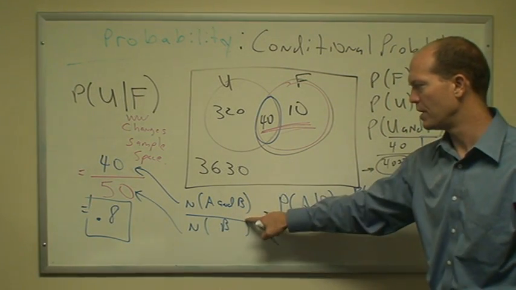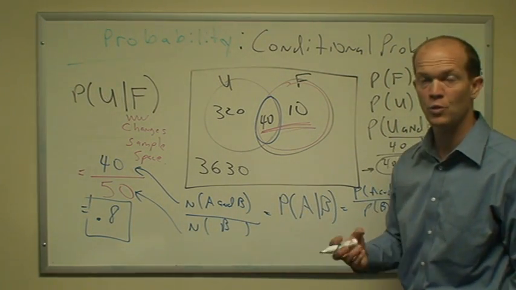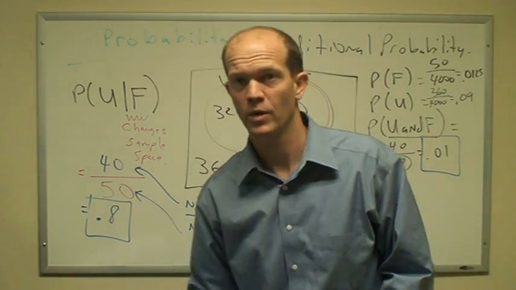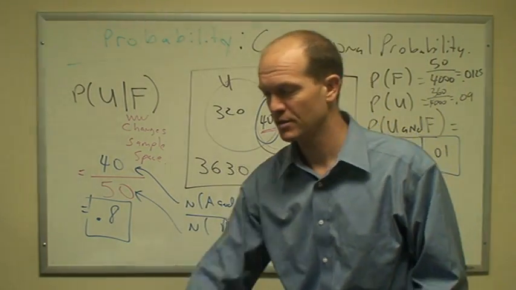Typically, either the number formula or the probability formula will be easier to use, one or the other, but they are both correct. Let's look at some more examples.